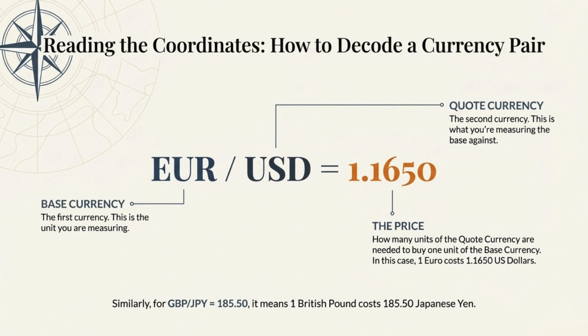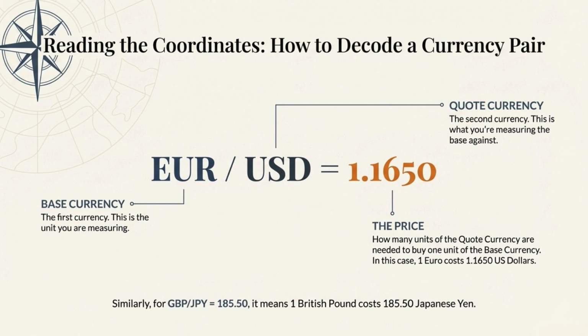Exactly. Let's use a completely different pair to really cement this because the structure is always the same. Yeah. How about GBP/JPY at 185.50? Same rules apply. GBP is the base, so that's 1 unit, 1 British pound. JPY is the quote. So the number 185.50 means 1 British pound costs 185.50 Japanese yen. The base is always 1. The quote is the variable price tag.